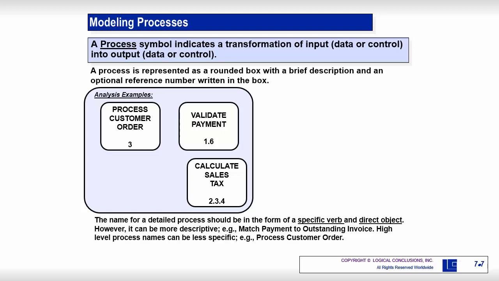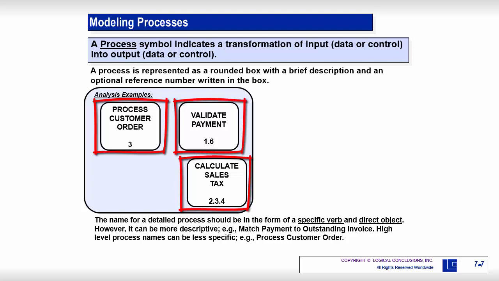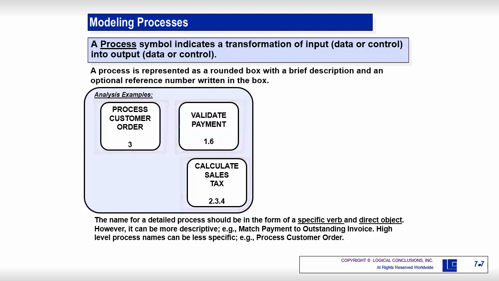The name for a detailed process should be in the form of a specific verb and a direct object, as shown in the examples on this slide. Process customer order, validate payment, and calculate sales tax. However, the name can be more descriptive, for example, match payment to outstanding invoice. Process names on high-level models can be less specific, such as process customer order. We'll talk about level DFDs later.